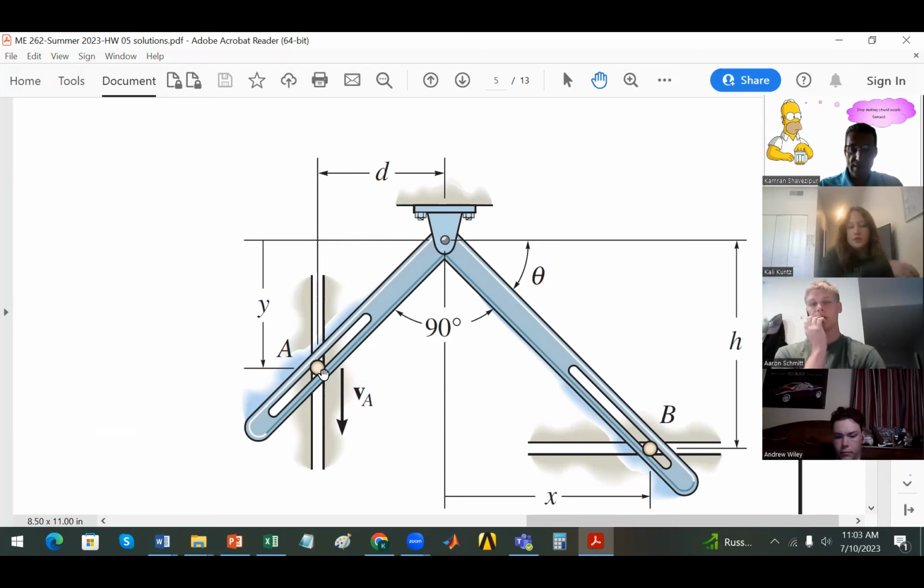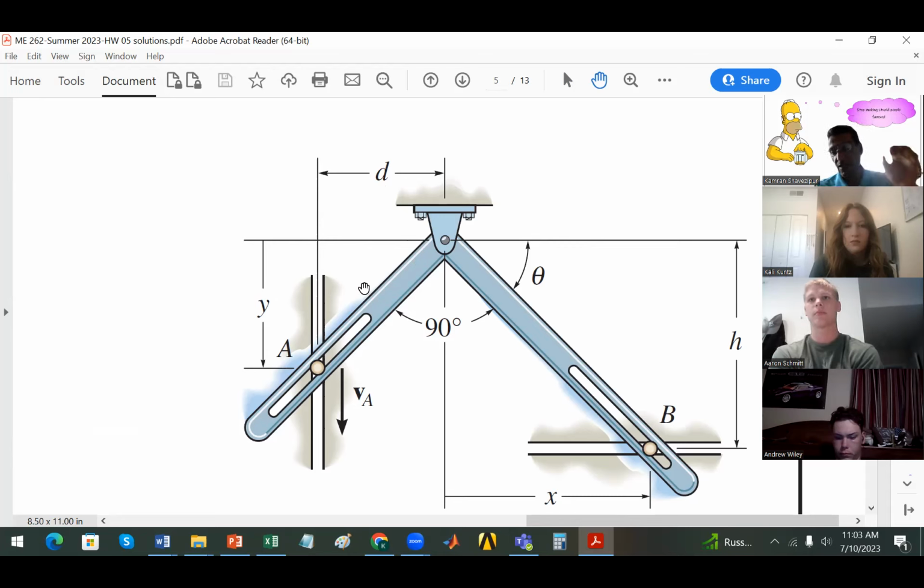Now, if you look at this, I can relate y of A to angle theta with the tan, cotan, sine, cosine theta. For example, if this is theta, y is going to be d times cotan theta, right? You follow? So that's how you relate y to d. Technically, d is a constant. I relate y to theta.